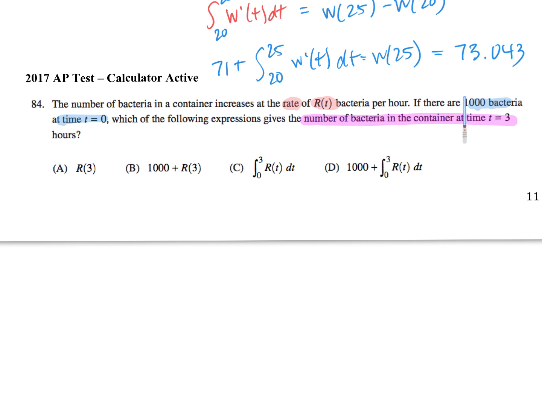C doesn't involve the 1,000. Do we care that there was 1,000 in the beginning if they said, I want to know the number of bacteria in the container after 3 hours? Yeah. I do care about it. So he's saying D? Yep. Word.